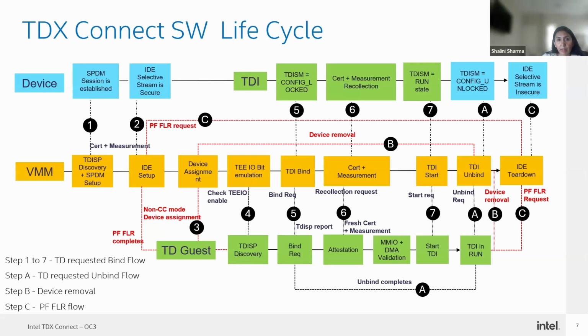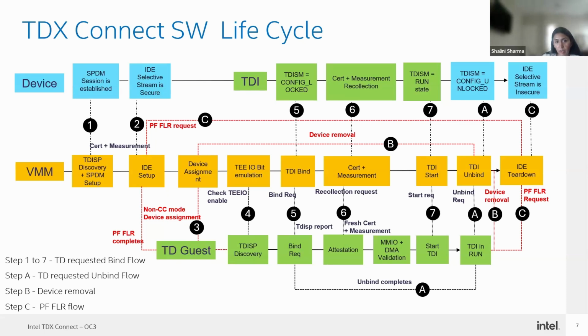So this life cycle can be divided into 4 key flows. The first flow is depicted in steps 1 to 7, and this is the TD requested bind flow. The second flow is depicted in step A, and this is the TD requested unbind flow. The third flow is depicted in step B, and it is the device removal flow. And the fourth flow is depicted through step C, and it is the PFFLR flow.